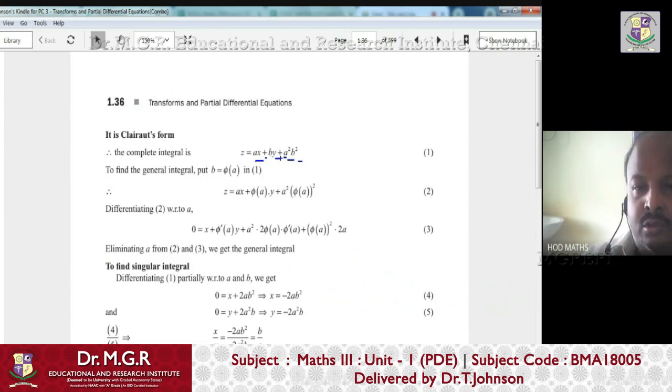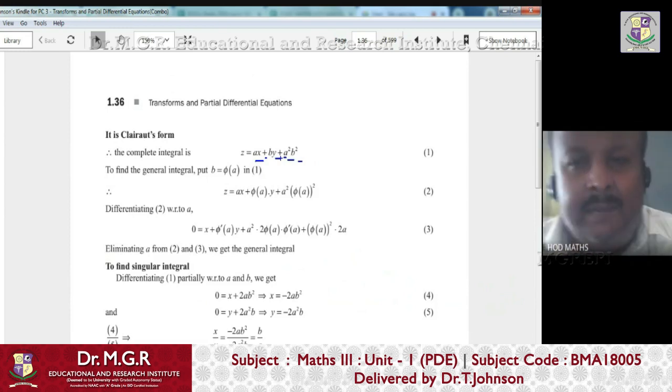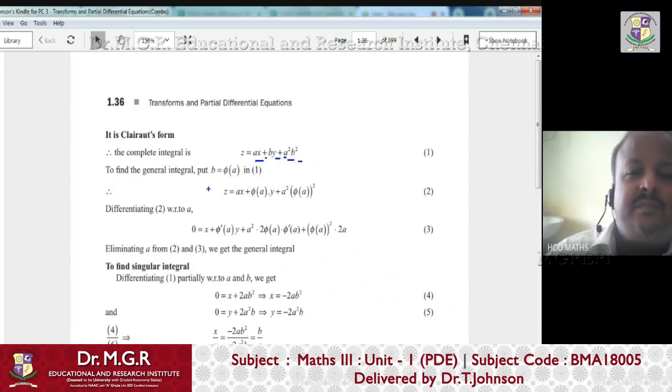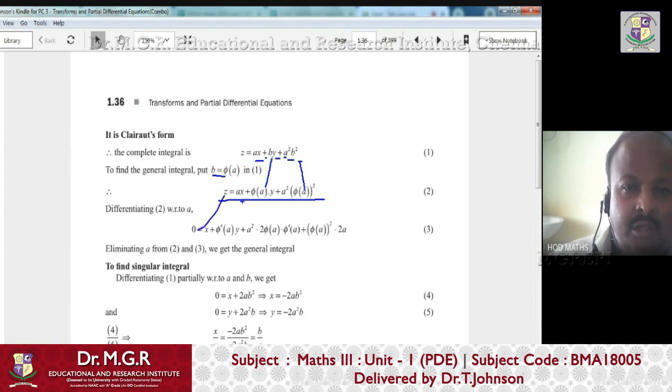Then finding the general solution, the same procedure we have to follow as in type 1. We have to put one of the arbitrary constants, so b equals function of a. Wherever b is there, we write it as function of a. Then we have to differentiate this equation with respect to a. The differentiation of z with respect to a is 0. Differentiation of ax with respect to a is x.